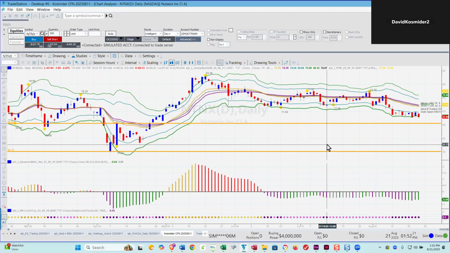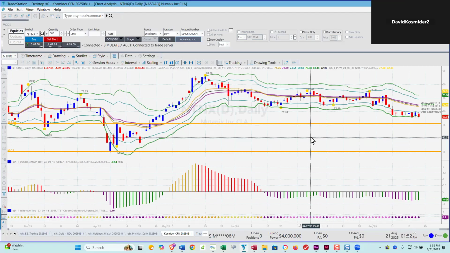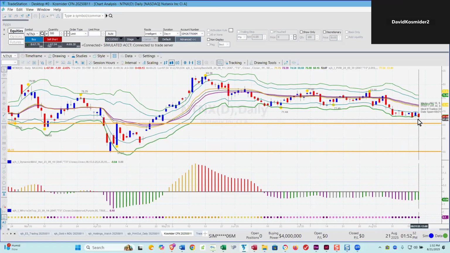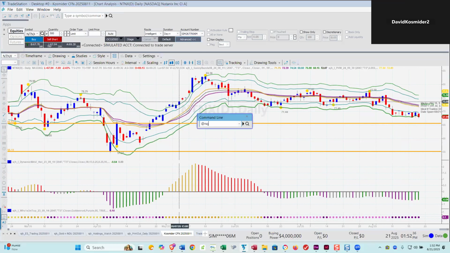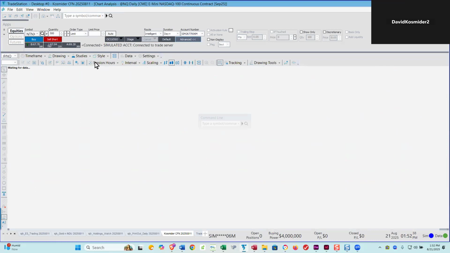What is this one? Is this silver? Oh no, the other one was Nutanix. I don't know what they do, but we're looking at a drop. At NQ on a 5-minute chart.